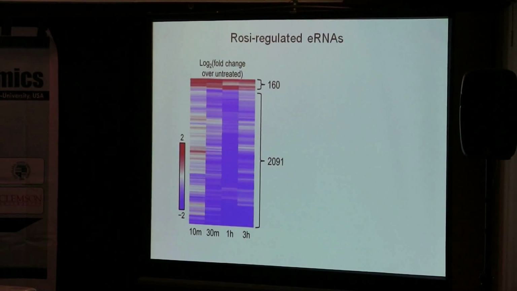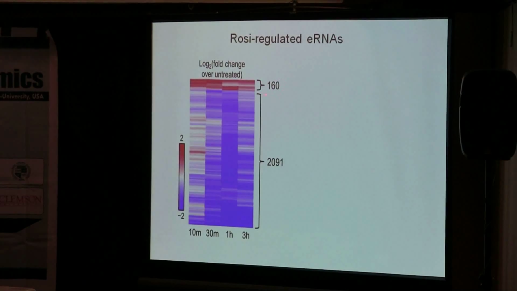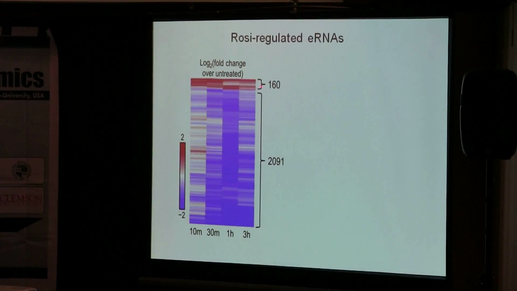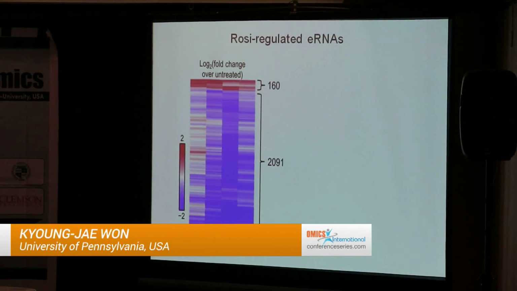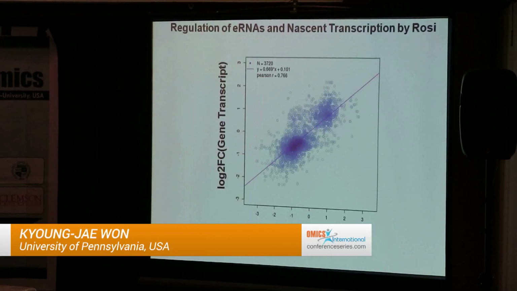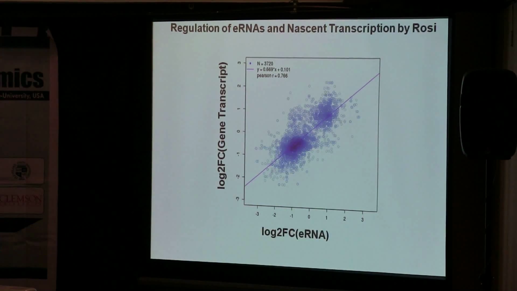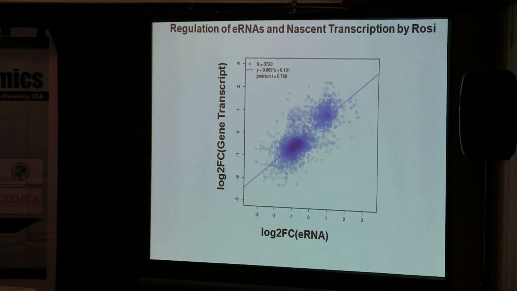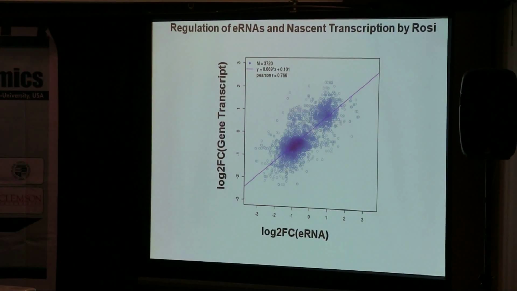Then we clustered them and found that there are 160 enhancers that are downregulated by TZD and almost 2,000 eRNA enhancers that are upregulated by TZD. And the level of enhancer changes are well correlated with the level of transcripts of the nearby genes.